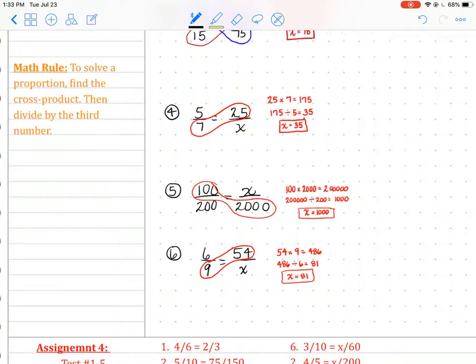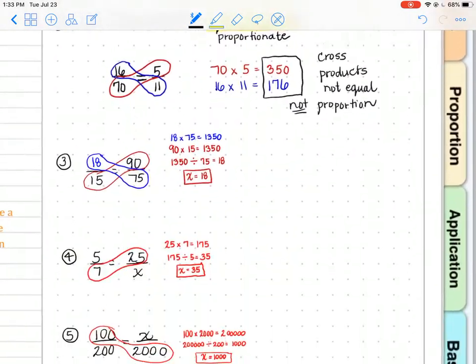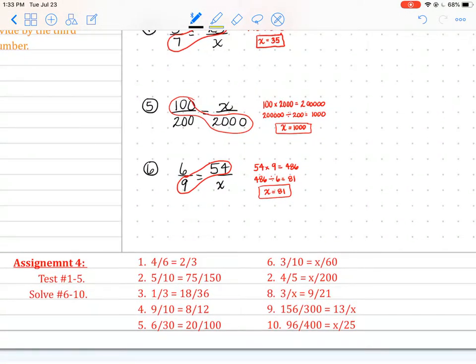Okay, so you have learned to test a proportion, and you've learned to solve a proportion. So here is an assignment number 4, where I want you to test numbers 1 through 5. So your answers for 1 through 5 will be yes or no. And then solve for numbers 6 through 10. In those, you'll actually come up with an answer to be your value for X.